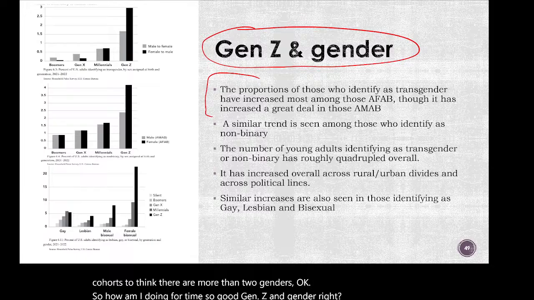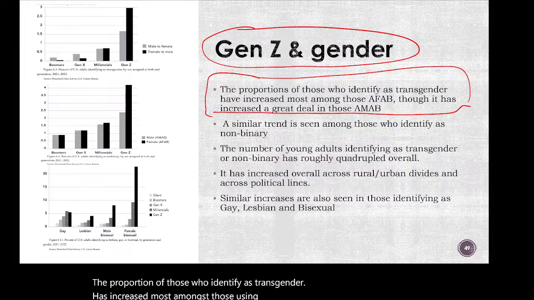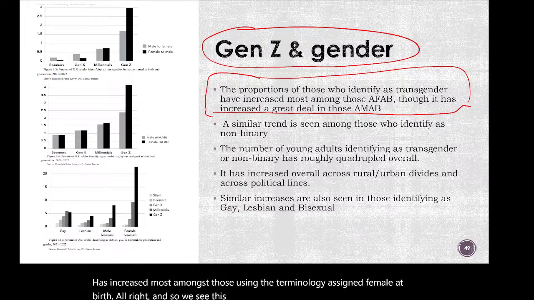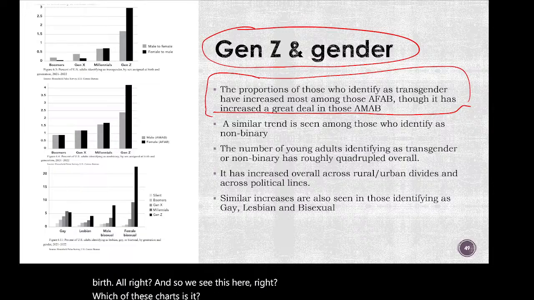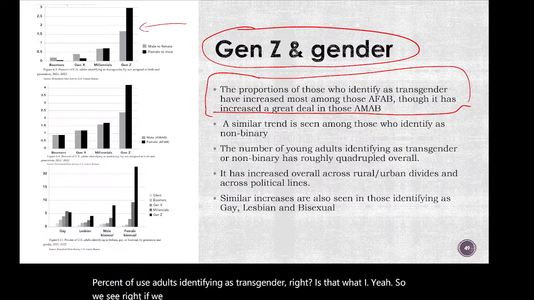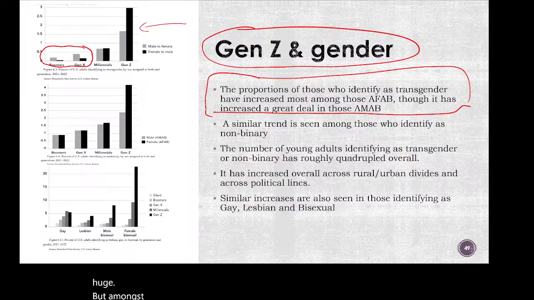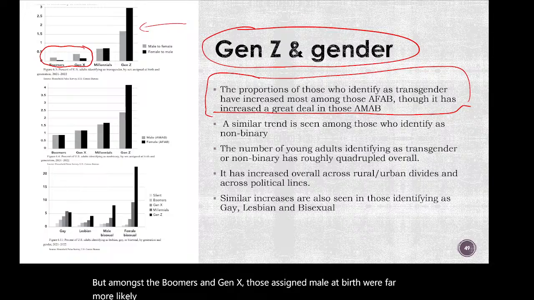Gen Z and gender, right? The proportion of those who identify as transgender has increased most amongst those, using the terminology, assigned female at birth. And so we see this here. Percent of US adults identifying as transgender. If we look historically, again, these numbers are not huge, but amongst the boomers and Gen X, those assigned male at birth were far more likely, though the numbers are tiny, to report being transgender.